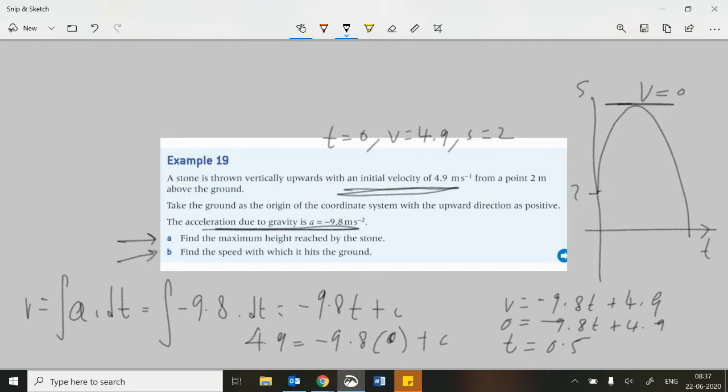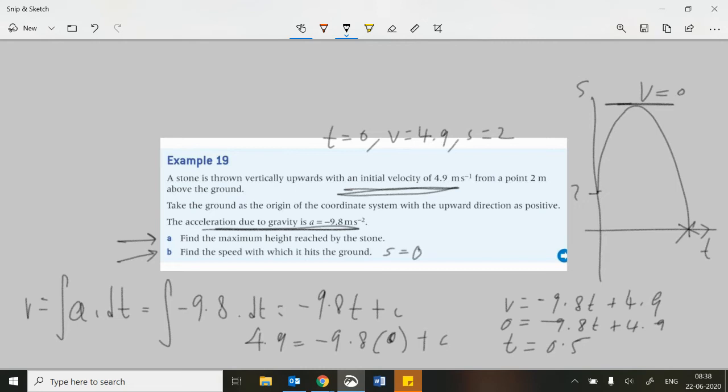Okay, so there's the first question. The second part here says find the speed with which it hits the ground. So we're looking for the velocity, first of all, here, so the slope of this graph at this point here. Now we know that that's when displacement is equal to 0. So we need to set s equal to 0, but we don't have a formula for s. So we're going to need to integrate here.